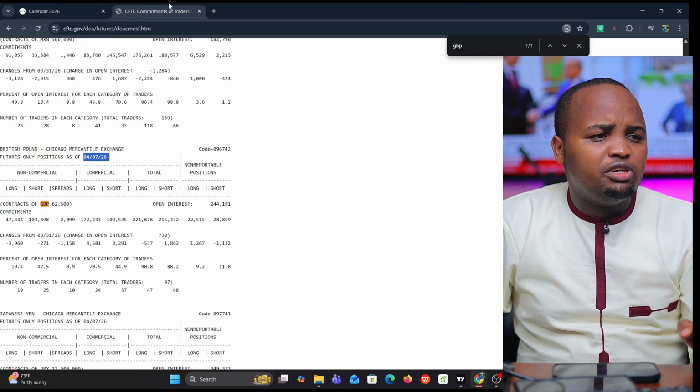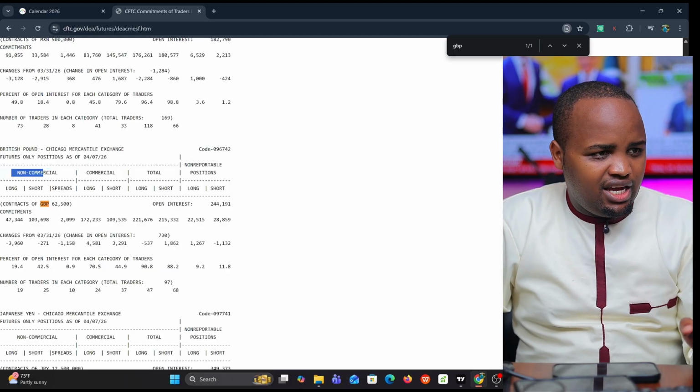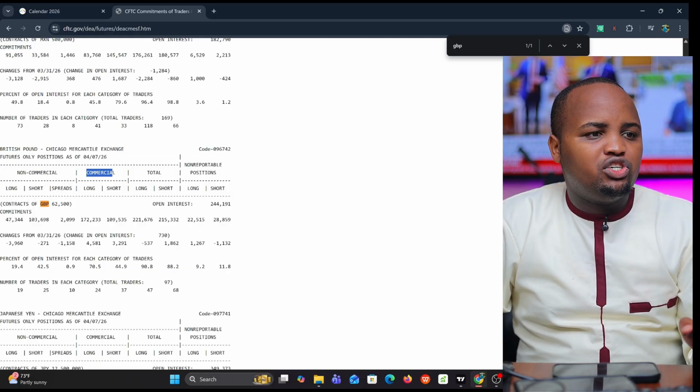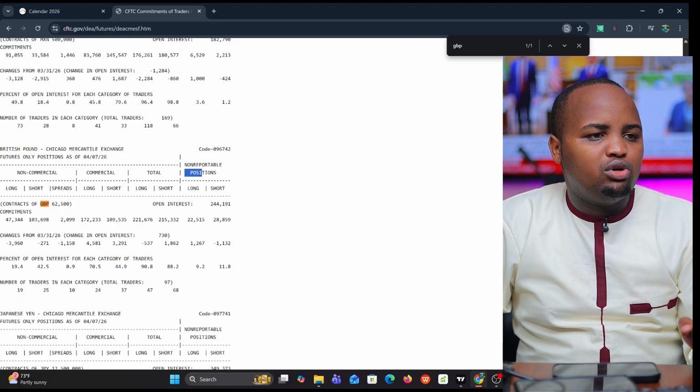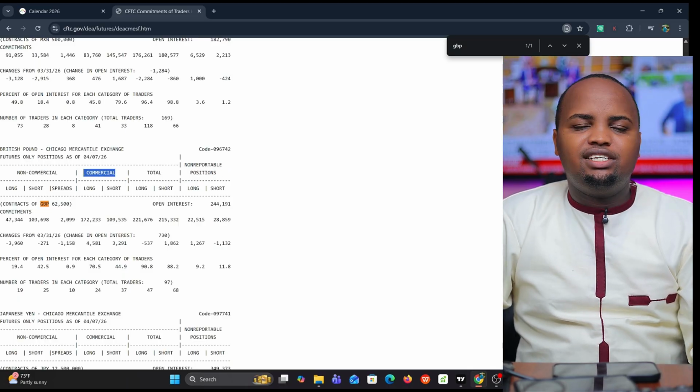If you move to this commitment of traders now, this is the date you need to understand. And then here we have commercial and then we have reportable positions. So who are non-commercials and who are commercials? Let's start with the commercials.